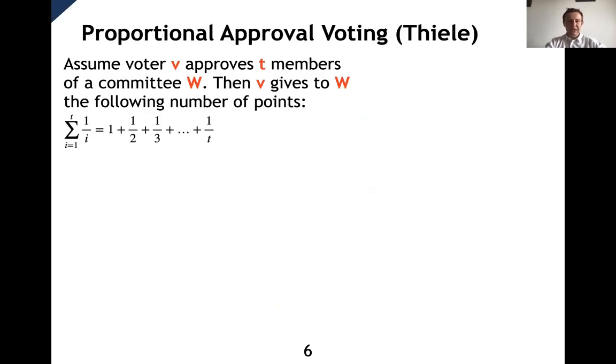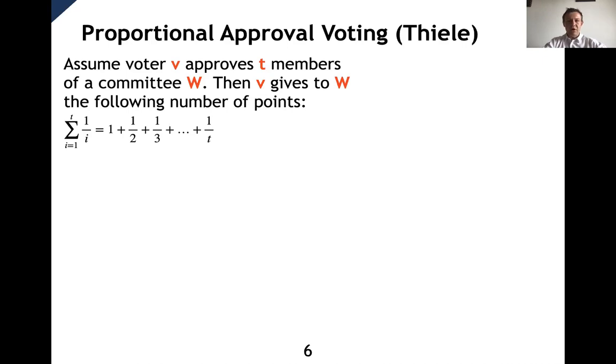This rule currently is known under the name of proportional approval voting, and it works as follows. We traverse through all K element subsets of candidates, through all committees, and for each such a committee, we compute its score. The tricky part is how the score of a given committee is computed.